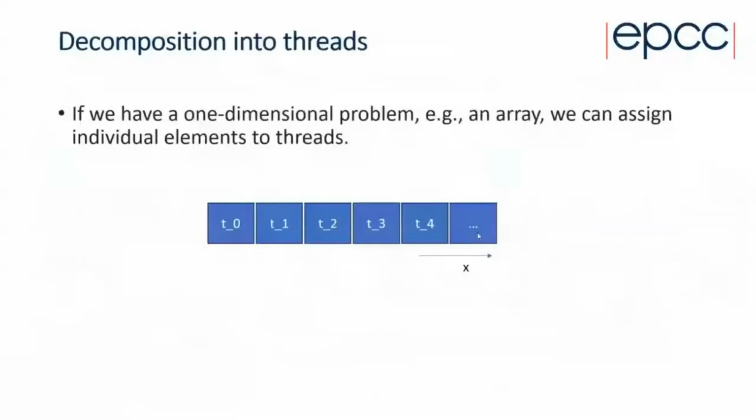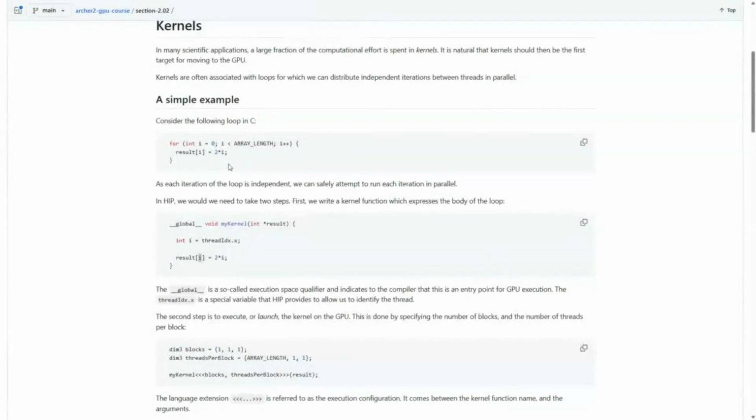Okay, so we have a one-dimensional problem in our example from here. We've got a set of results, and we're iterating over that. With every single element, each thread is doing independent work. That is exactly what we were doing from here.